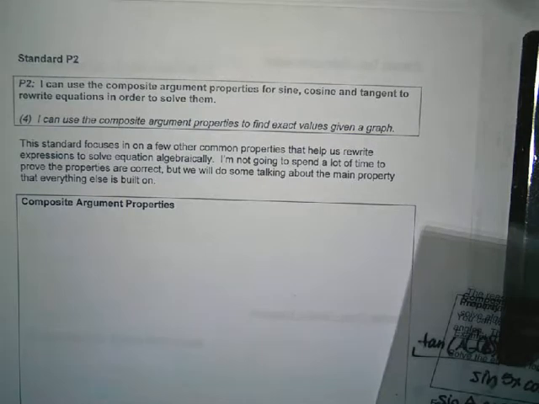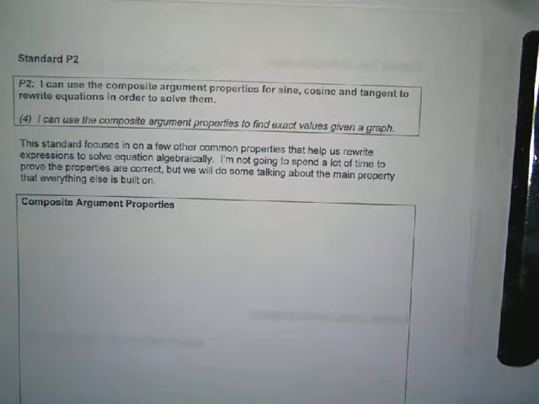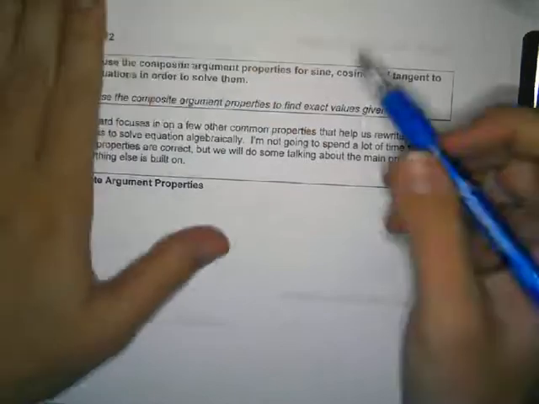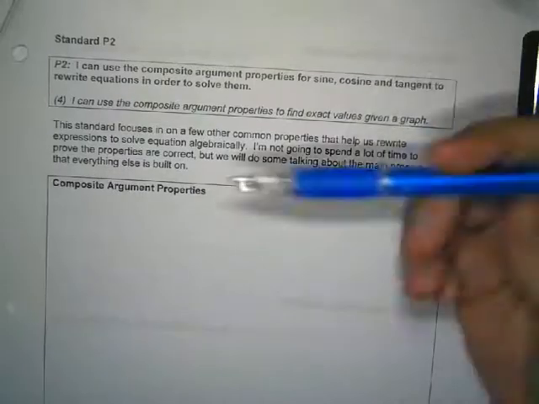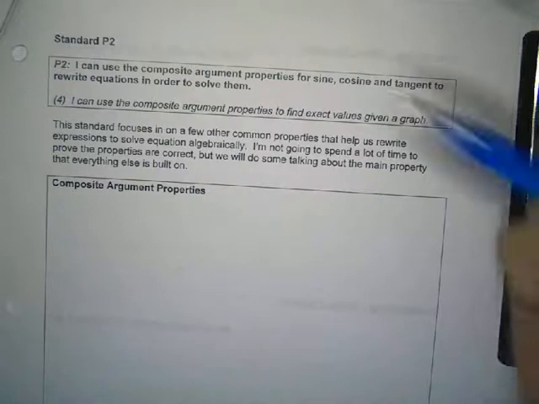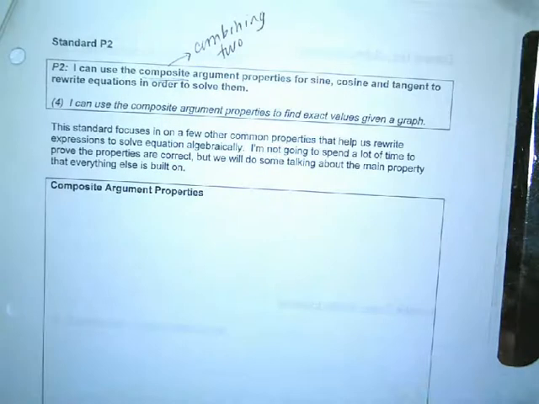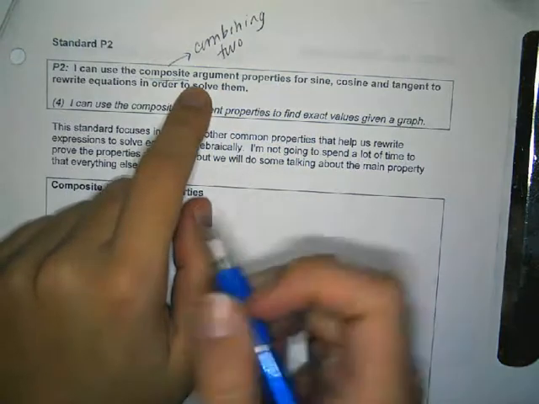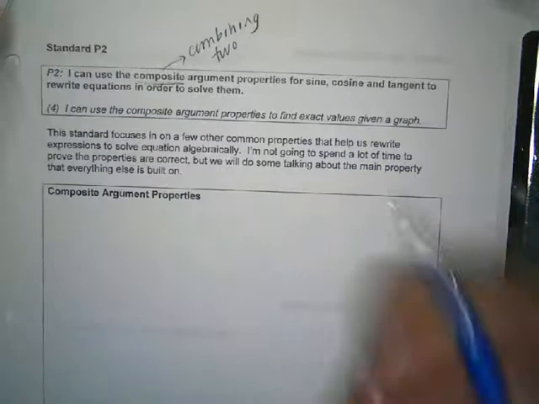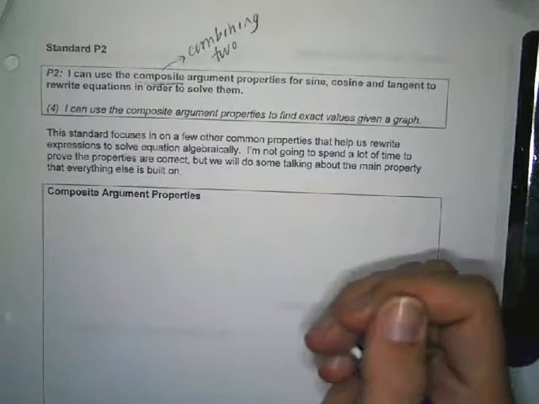Okay, the last standard for your trig units is standard P2. And we're going to talk about some other properties that happen with trig equations called composite argument. Composite, that word, if you've heard it before, usually means that you're combining two. Now, composite argument means that in the argument of a sine or the argument of a cosine, you're going to end up having two different things that you're combining together somehow.